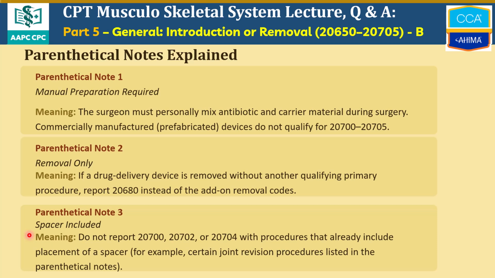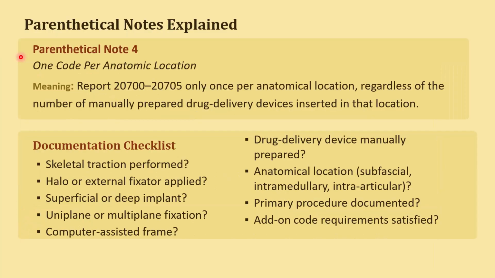This means do not report 20700, 20702, or 20704 with procedures that already include placement of a spacer. For example, certain joint revision procedures listed in the parenthetical notes. So you will understand when you do the questions. Parenthetical note 4, one code per anatomical location.